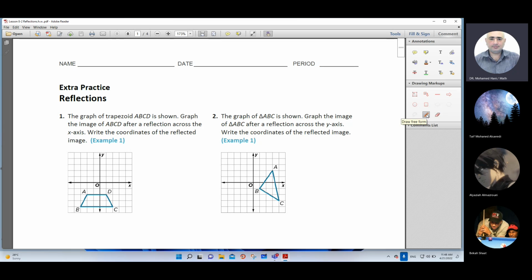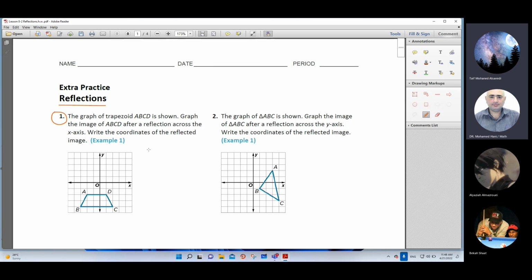This is our homework for today. I will send this homework in Teams. We have here extra practice, the name of our lesson is reflections, and we have the first exercise. Who can read exercise number 1, please? Can you read it, please? The graph of trapezoid ABCD is shown. Graph the image of ABCD after the reflection across the x-axis. Write the coordinates of the reflected image.